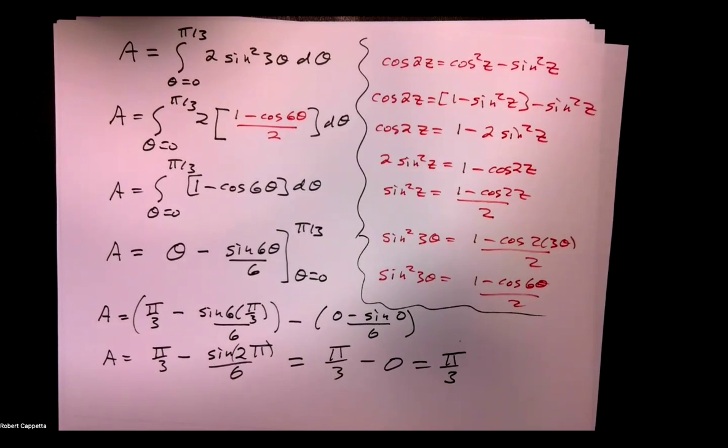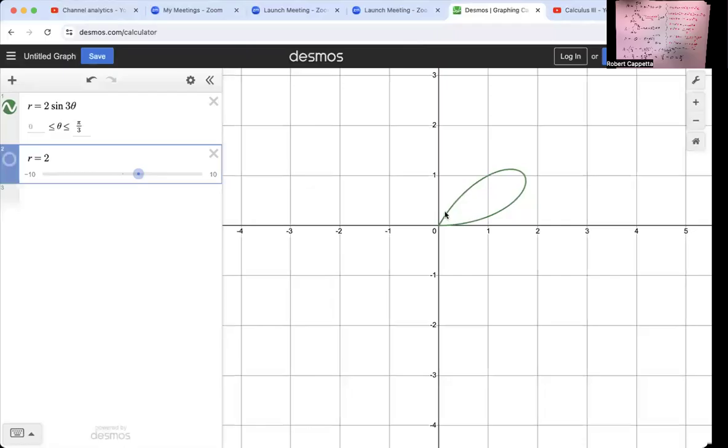So let's go back and take a look at our graph. So the area of this petal is pi over 3, which is a little bit more than 1, and I think that seems pretty reasonable. This box is 1 by 1, so if we take this amount and this amount, that's a little bit more, I would say, than those two pieces. So geometrically, that seems reasonable.